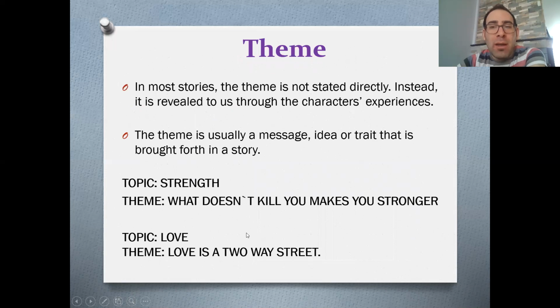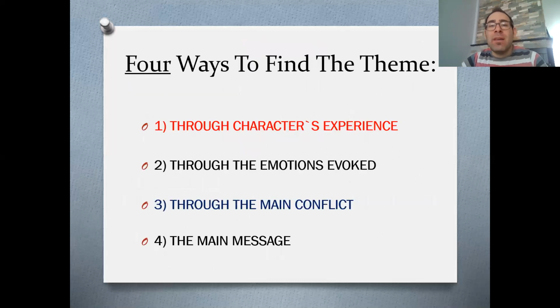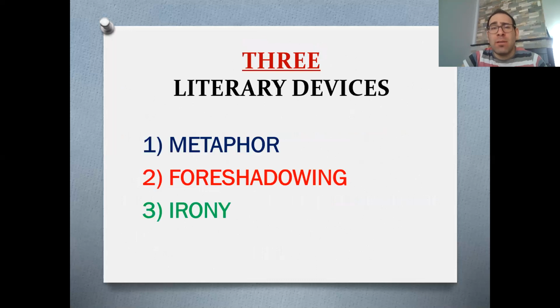So your topic is one word. The theme is what it is about the topic that the story is about, okay? Four ways to find the theme are through the character's experiences, the emotions that are evoked, the main conflict, or even just the main message in general. Those are four ways you can find the theme.